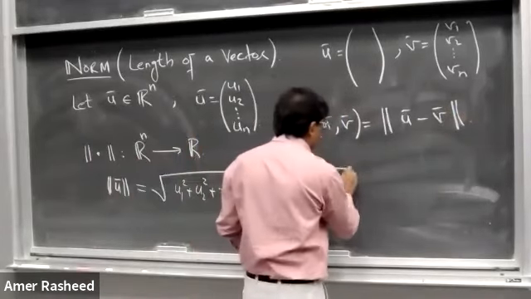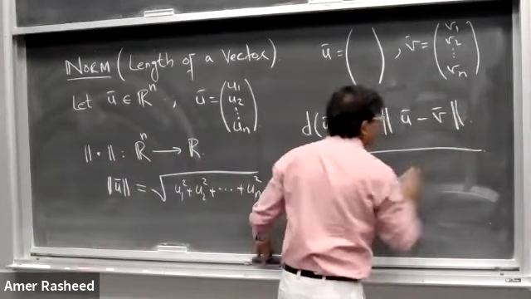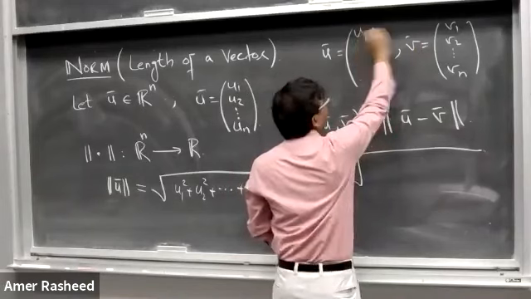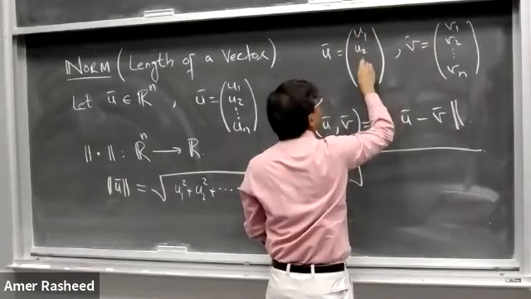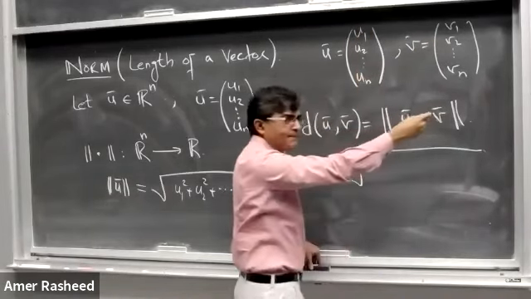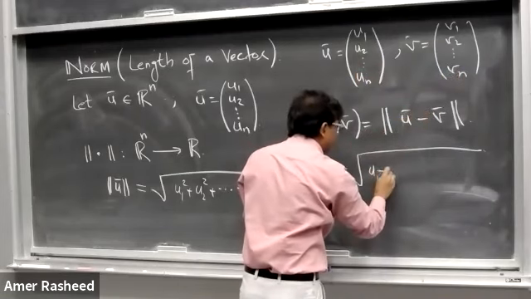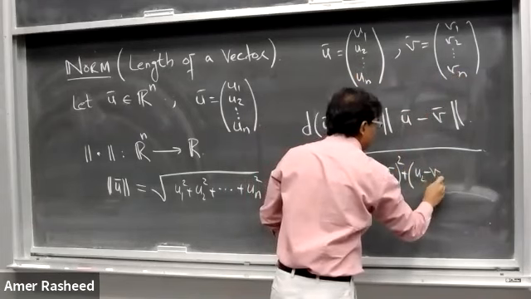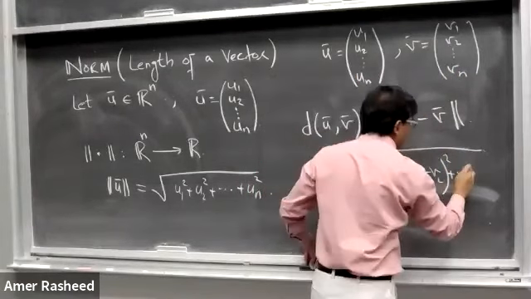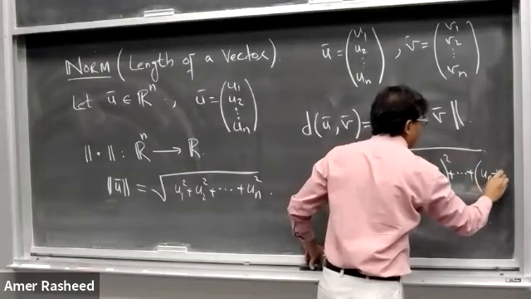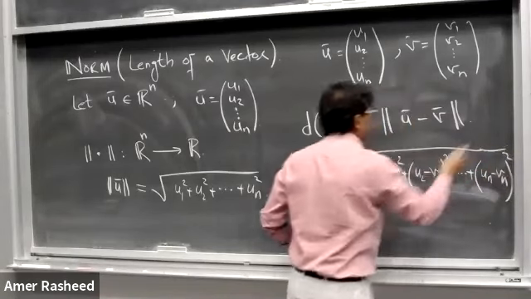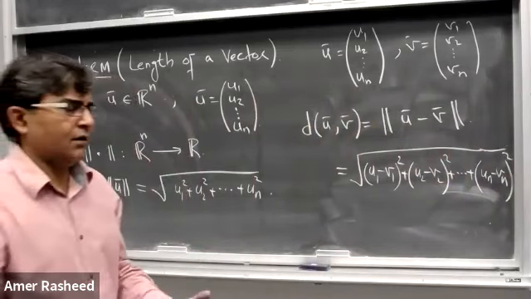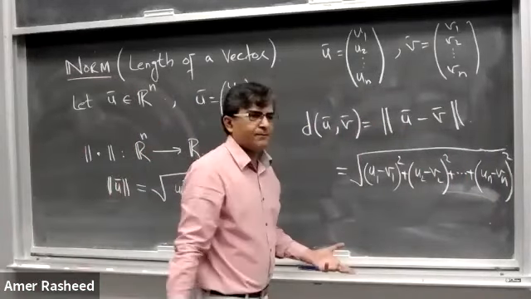Norm of u minus v is what? It is nothing but the square root of (u1 minus v1) whole square plus (u2 minus v2) whole square plus so on plus (un minus vn) whole square. So this is the generalization of the distance in the XY plane.